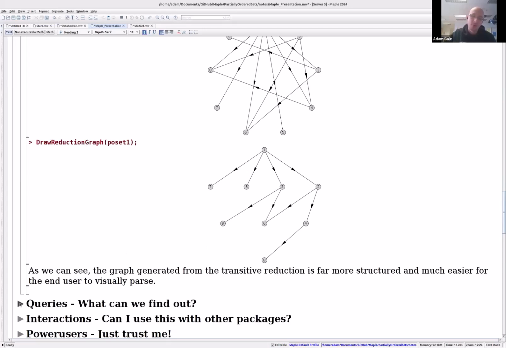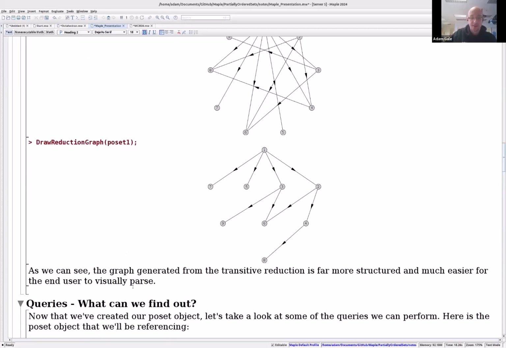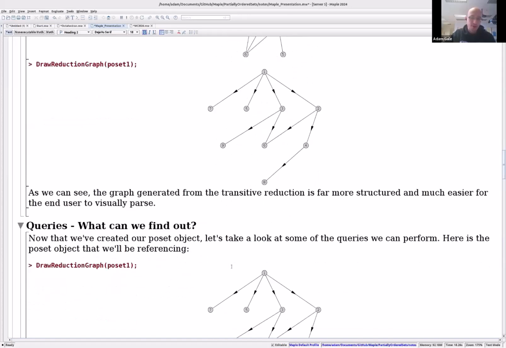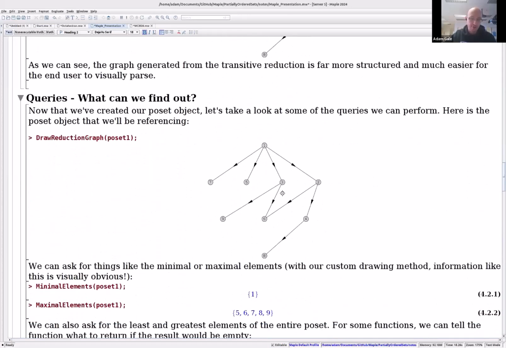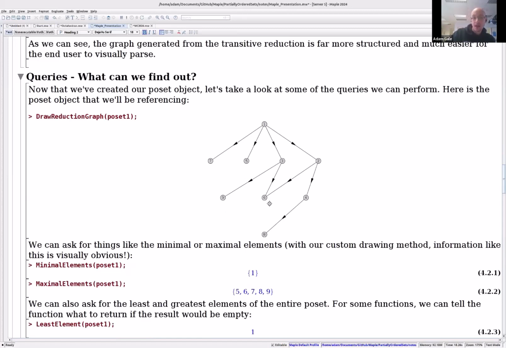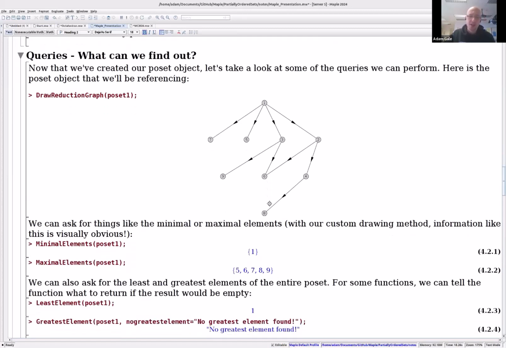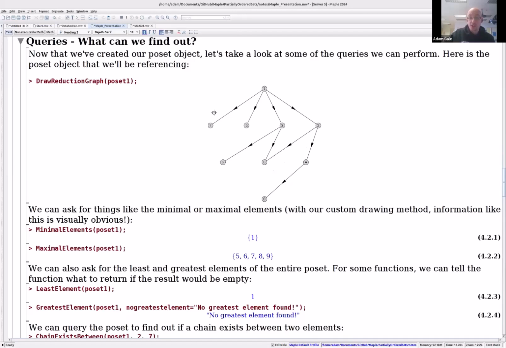So what else can we find out about these partially ordered sets? Now that we've created our poset object, let's take a look at some of the queries we can perform. Once again, for reference, we're going to be working with 1 to 9 over divisibility, and this is the poset that we're going to be referring to. We can ask for things like minimal or maximal elements, which, with this custom drawing method, are visually obvious.